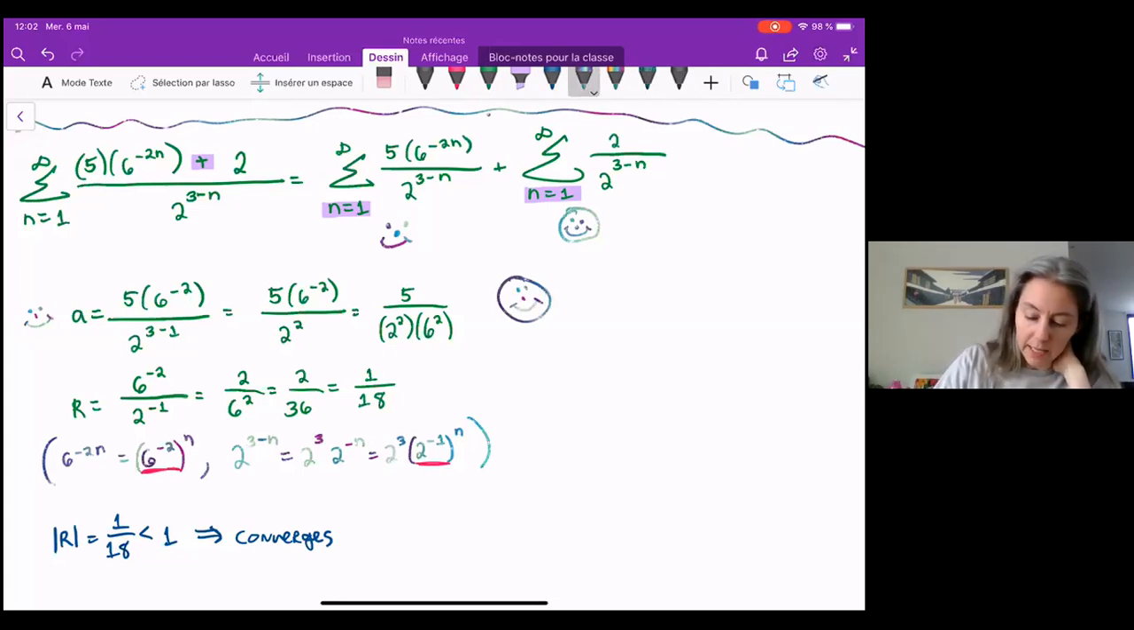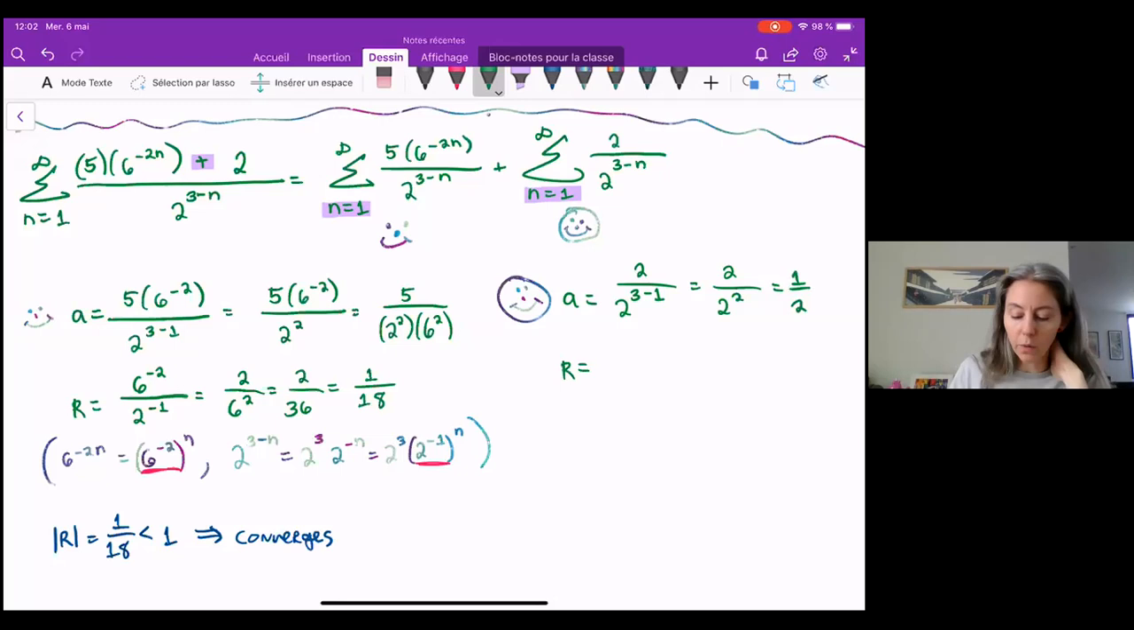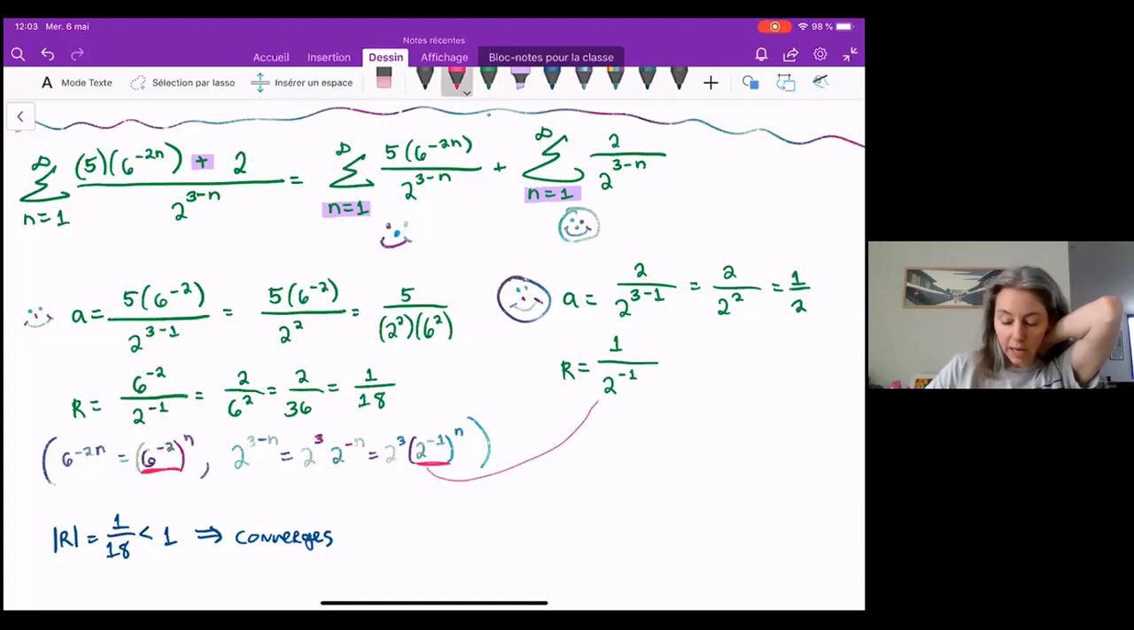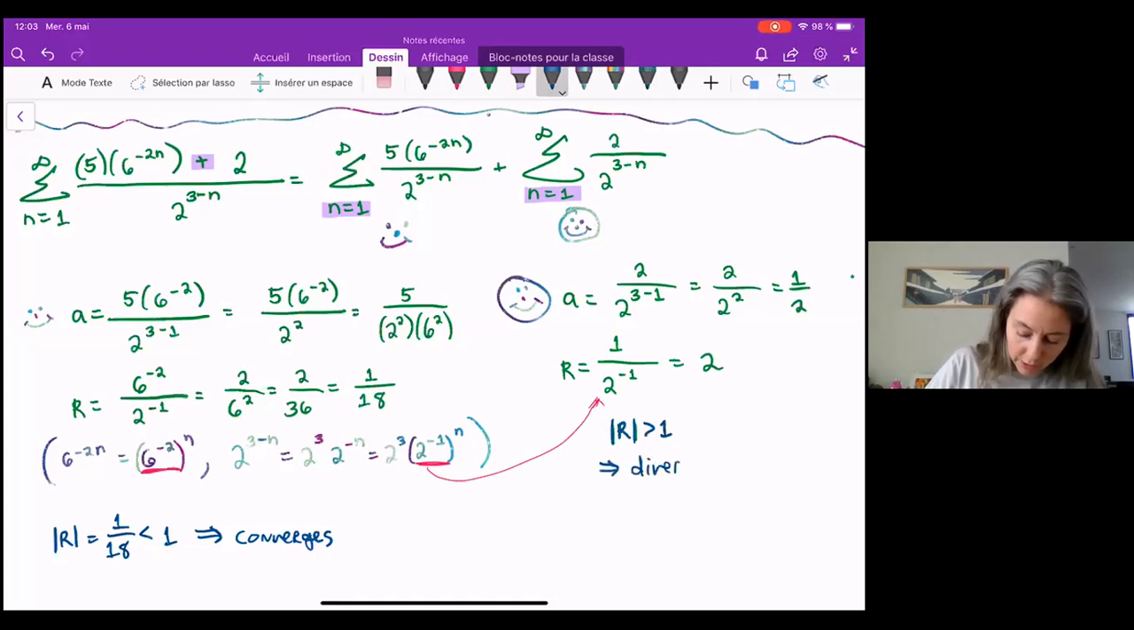So for round face, we see that a, again, I'm just plugging in 1, is 2 over 2 to the 3 minus 1. So that's 2 over 2 squared, which is just 1/2. That was pretty straightforward. Now my r is going to be equal to, notice in the numerator, there is nothing to the power of n. There's just a 2 up there. So if there's nothing to the power of n, that means I'm just going to put a 1 there. And the denominator, it's going to be 2 to the negative 1, for the same reason that it was over there with smiley face. But what that ultimately means is that my r here is 2. So the absolute value of r is greater than 1, which means that this diverges.